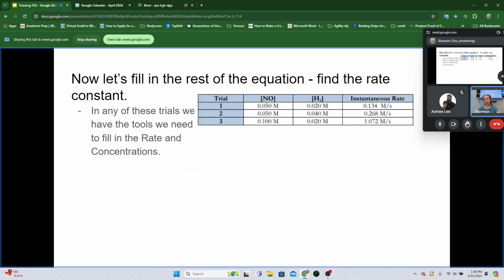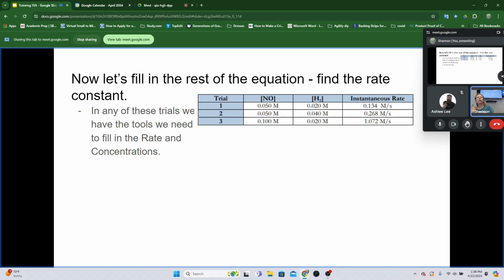Okay. So now we're going to fill in the rest of the equation. Okay? Because we need to find the rate constant. Like, rate constants, typically you're given those in an equation. That's what a constant is. Okay? But for these reaction rates, the constant changes depending on temperature and stuff.